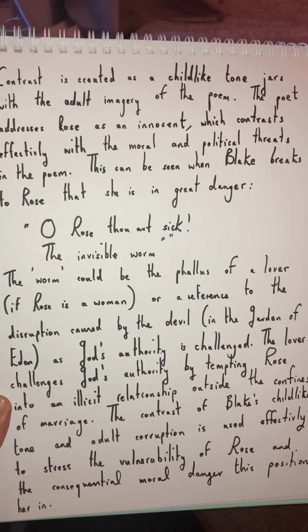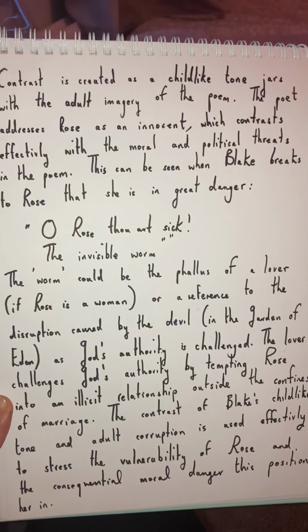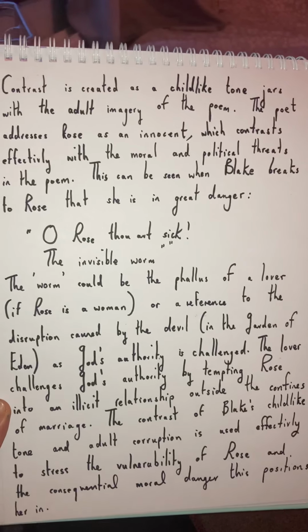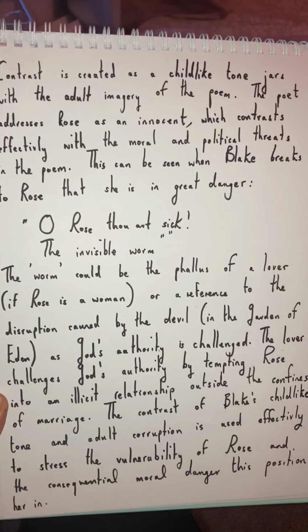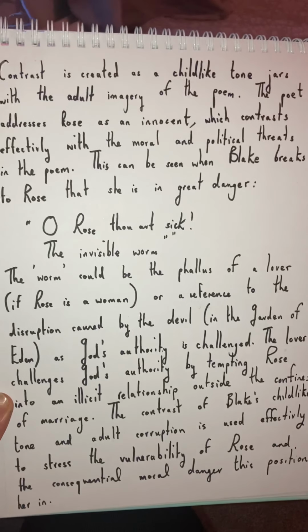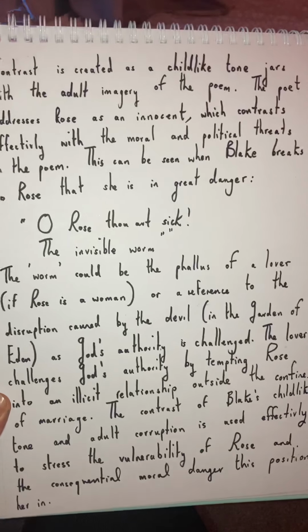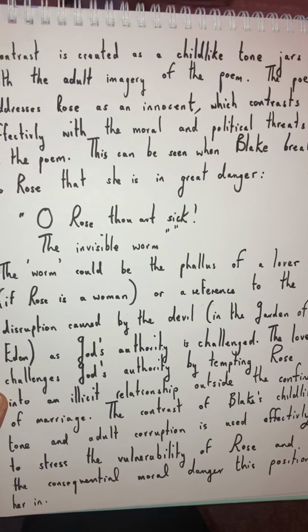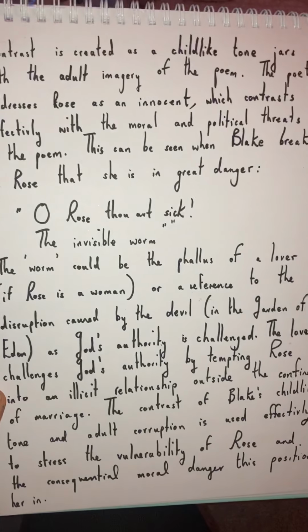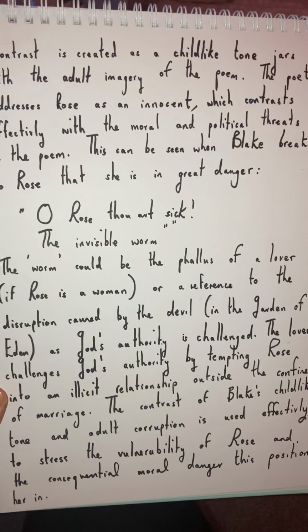I'm telling you which bit of the poem I've got it from, telling you the plot of the poem. This can be seen when Blake breaks to Rose that she's in great danger. See, without that line, this can be seen, and you might always want to start your setup quote as this can be seen when, or an example of this is, just tell me the plot of the story of the poem.